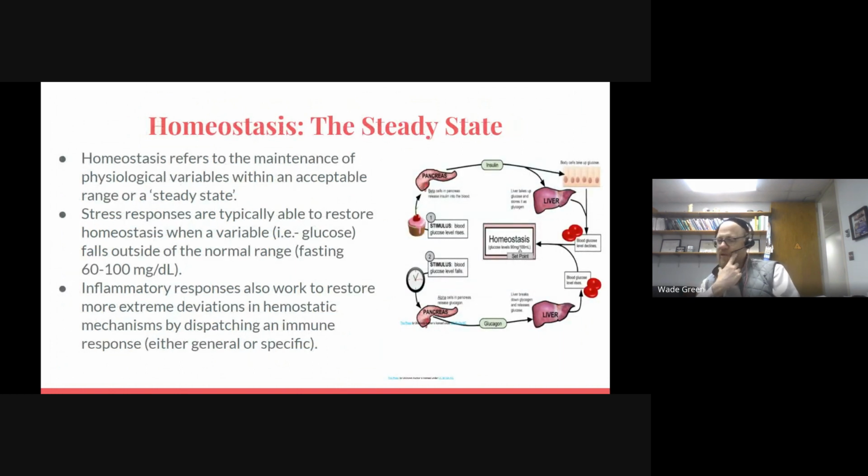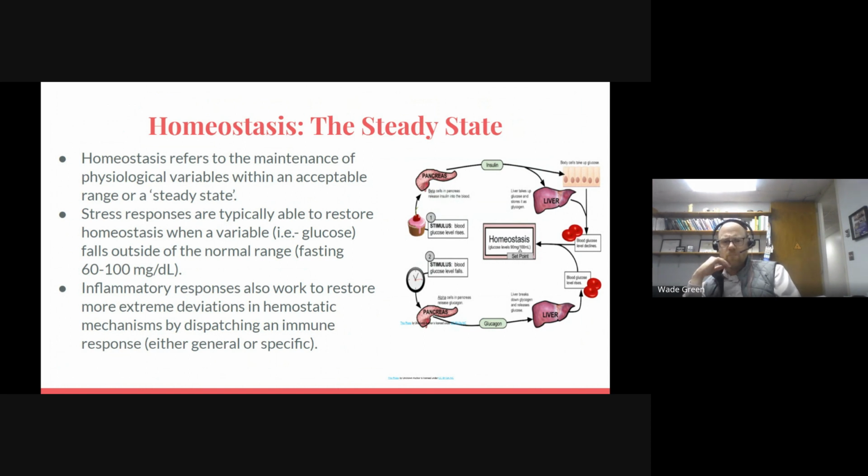Okay, friends, I'm sure all of you have heard about this concept from any biology you've taken, probably back in high school. Homeostasis. This is referred to as the steady state. All of us know about this. If you're an ex-phys major, you've probably heard this term until you're blue in the face. So homeostasis essentially refers to the maintenance of physiologic variables. That can mean many things. We give the example here of glucose within an acceptable range or a steady state.